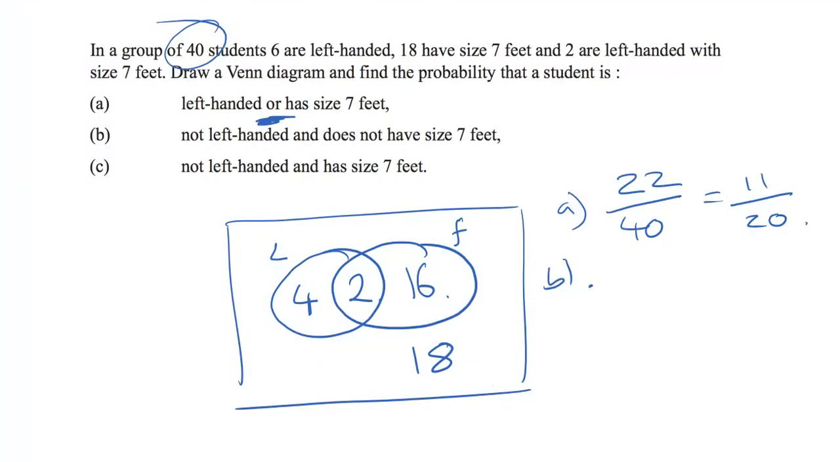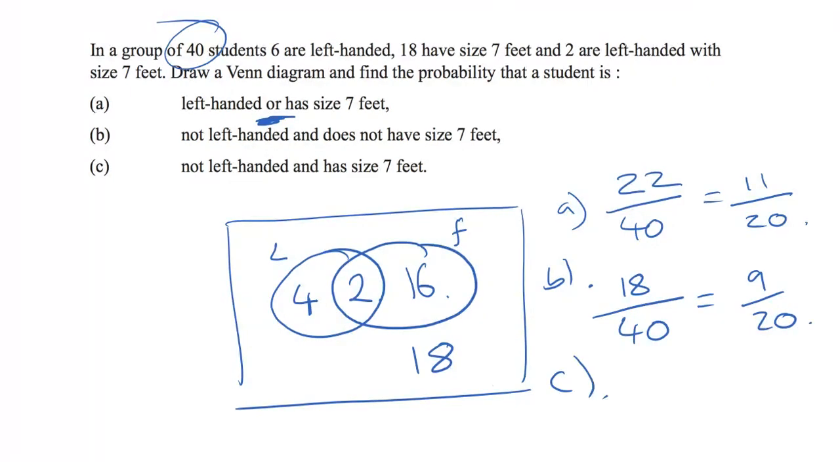Right, let's carry on. B, not left-handed and does not have size 7 feet. So this means that 18 on the outside. So it's going to be 18 out of 40, which is 9 over 20.